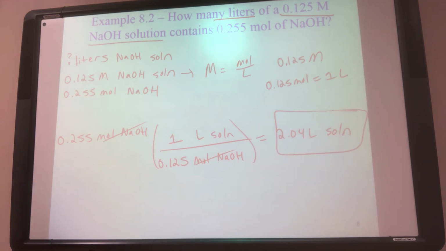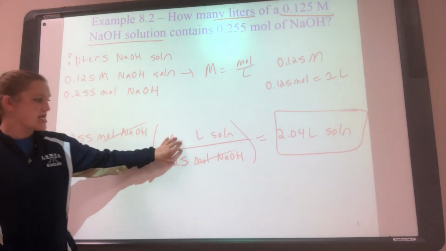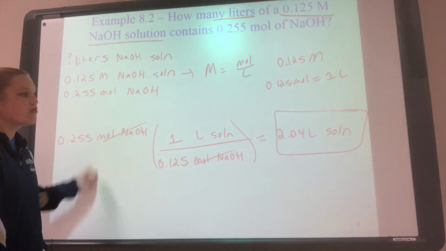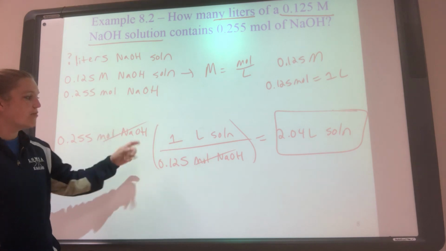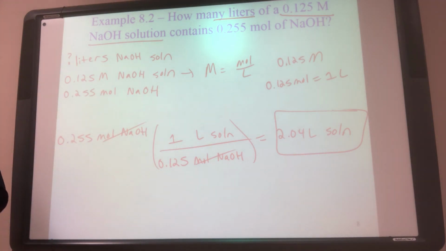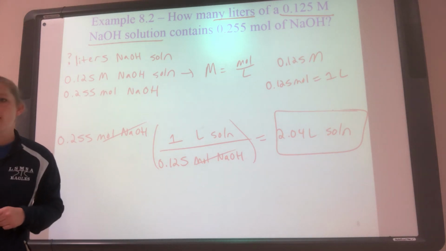So this is just using molarity as a conversion between moles and liters, or I could do it the other way around. I could go from liters to moles using the molarity. All right, so now we know what molarity is, how to find molarity, and how to use it as a conversion. Now we're going to talk about something related to this that uses molarity, and that's called dilution. And we'll talk about that in the next lecture.